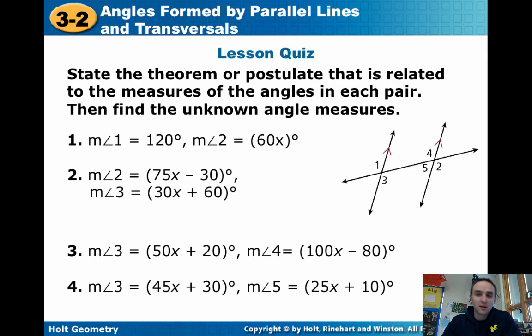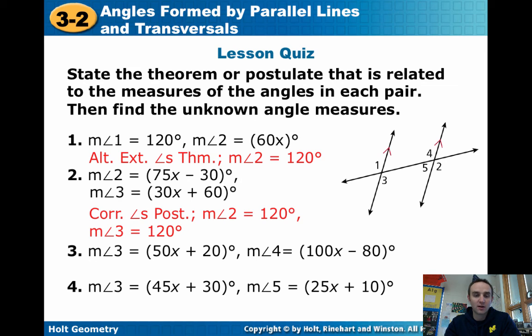Okay, lesson quiz. Pause it, try it, come on back, see if you got it right. For angle 1, the alternate exterior angles theorem helps us say that the measure of angle 2 is 120. They are congruent because they are alternate exterior. For number 2, 2 and 3 are corresponding, so those are again congruent. We can set them equal, solve it out, and plug it back in. We get 120. 3 and 4 are alternate interior, so again those are congruent. Set them equal, solve for x, and plug it back in.